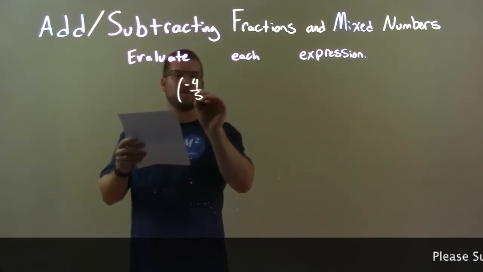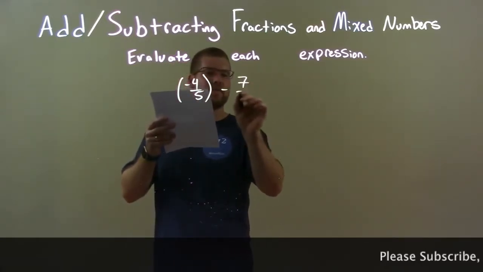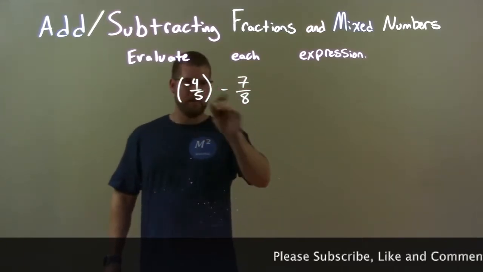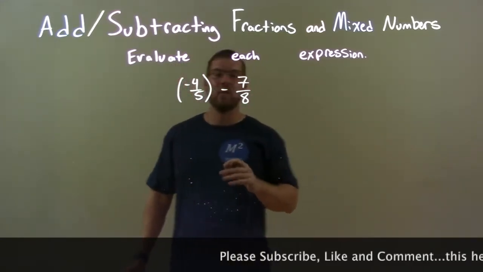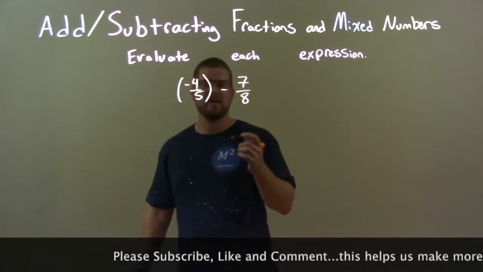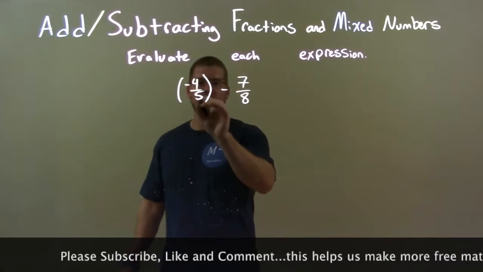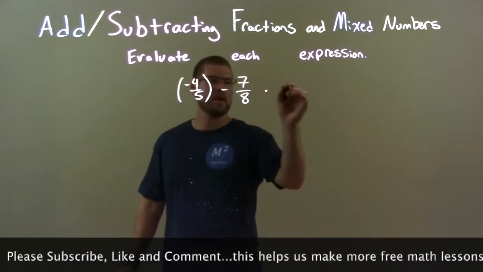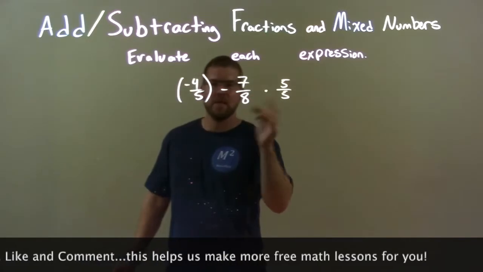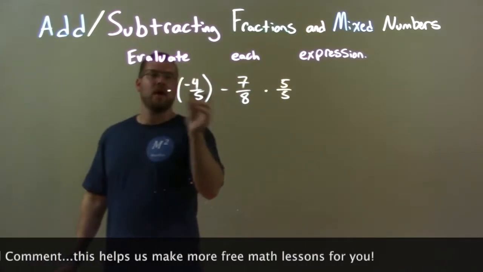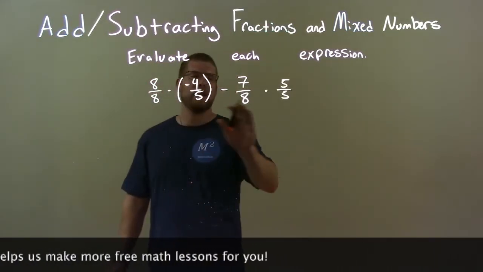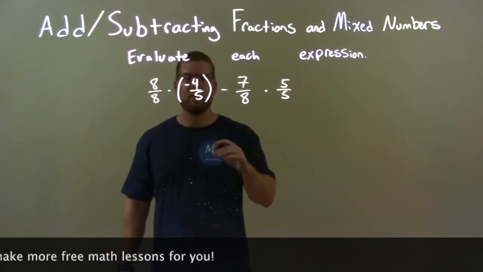Negative 4/5 minus 7/8. One of the first things you're going to notice here is that these do not have the same base. So we need to convert them to have the same base. To do that, what I like to do is take the base right here, this 5, and multiply the second number by 5 over 5. Then I take this base, which is the 8, and multiply the first number by that number over itself, 8 over 8. This will always ensure that you will have the same denominator when this is done.